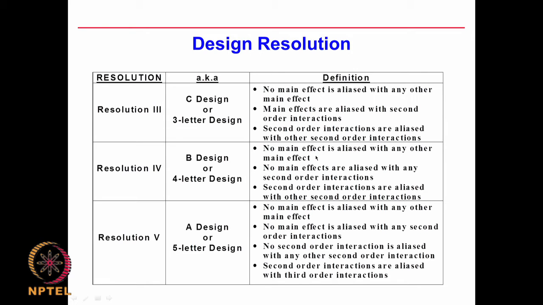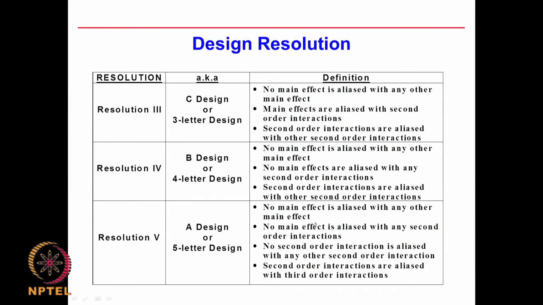Resolution 4 design, main effects are not aliased with main effects, they are aliased with the 3-way interaction, and 2-way interactions are aliased with 2-way interaction. Second order interactions are aliased with second order interaction. Resolution 5 design, no main effect is aliased with any main effect, and no second order interactions are aliased. Okay. Second order interactions are generally aliased with much higher third order. So, resolution 5 is great, but then of course, you need to do more experiments. So, generally resolution 4 is okay.